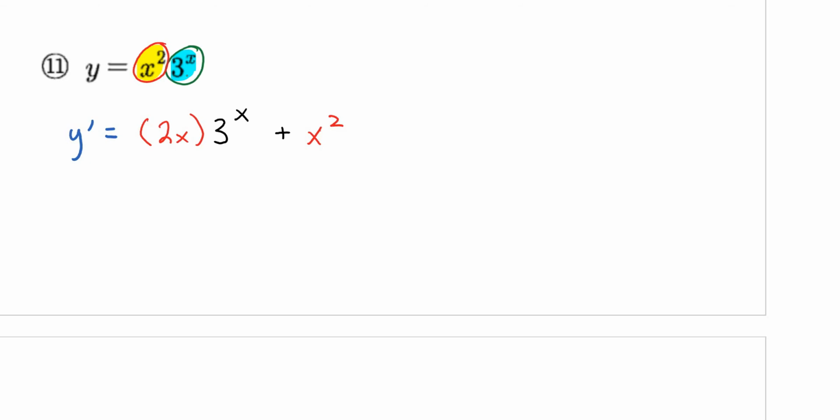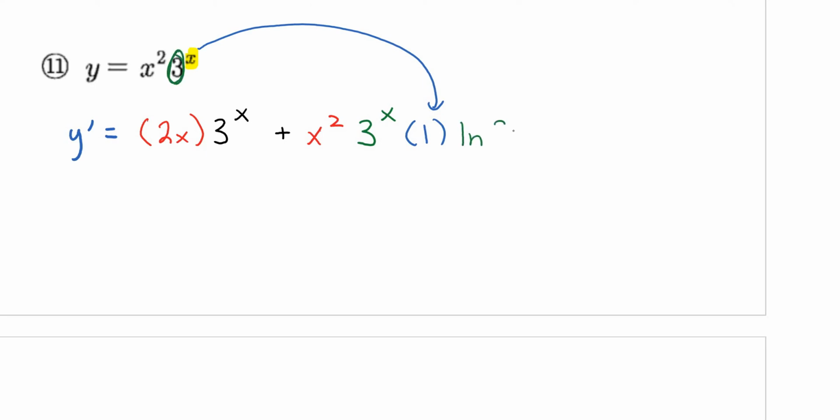Well, that's an exponential function, and those derivatives start off by writing out the original problem, so 3 to the power of x, and then you would now take the derivative of the power, and the derivative of x is just 1. So the derivative of that is just 1, and then you would finish off by taking the ln of the base. So the base here is 3, so you'd finish off by writing ln 3 to follow the rule.